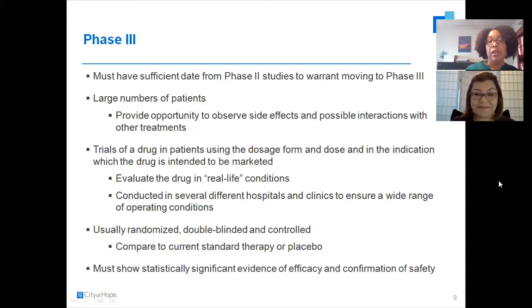So these studies are going to compare the new treatment with the gold standard treatment and study different populations and different dosages. Typically anywhere from 300 to 3,000 patients are enrolled. It can take 1 to 4 years to complete. And on average, 25 to 30% of these drugs are able to move to the next phase.